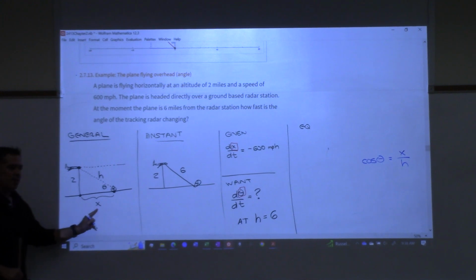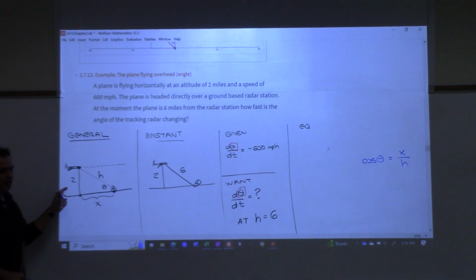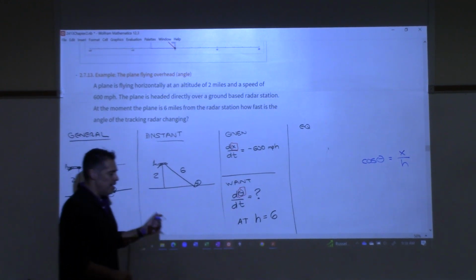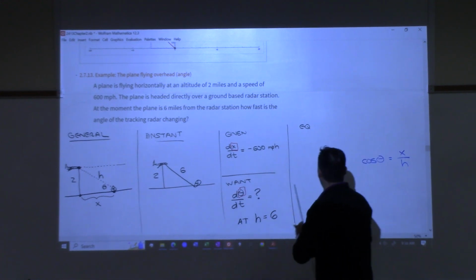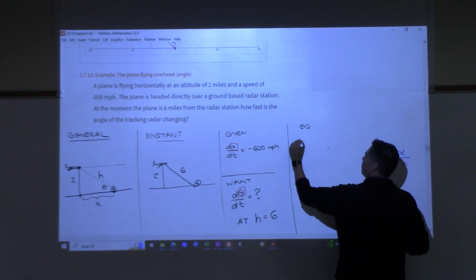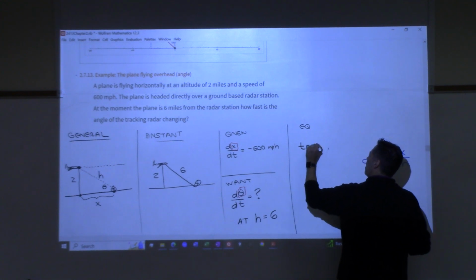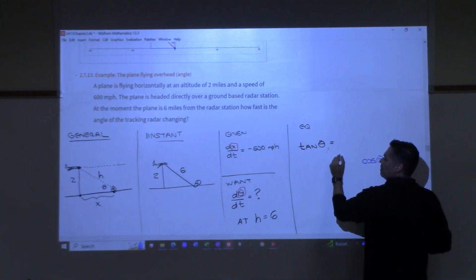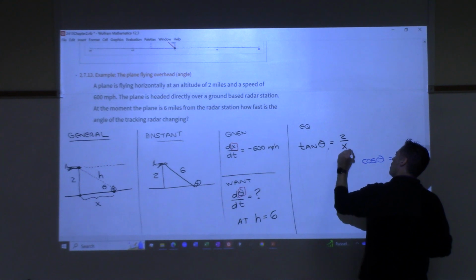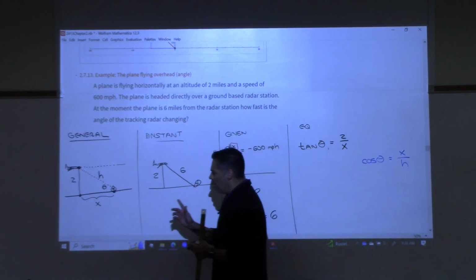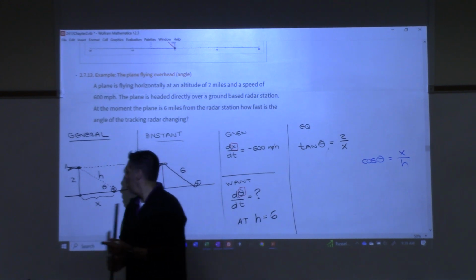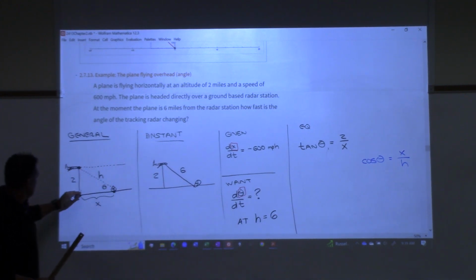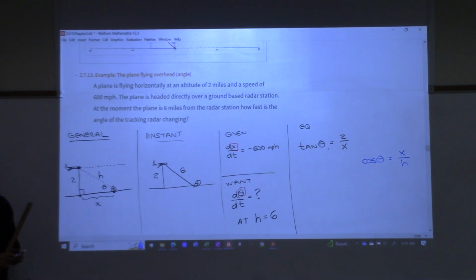Opposite over adjacent, right? And the 2 is 2, right? That's not a variable. That's always 2. So instead of this, let's use tangent. So I'm going to use tangent of theta. Now we kind of jumped to that. Tangent's 2 over x, right? We kind of jumped to that. Let me just remind you, though, we have to be looking at the general picture. And the reason we can do this trig is because this is a right triangle, right? So I can do this.